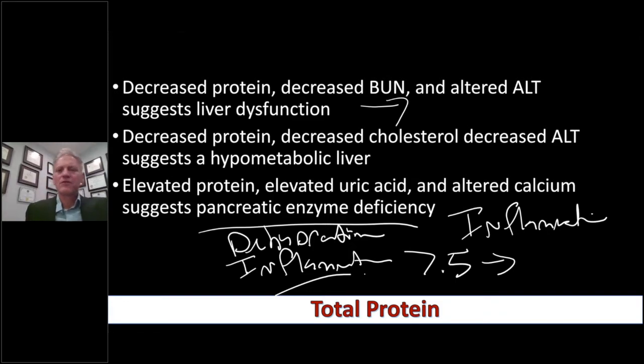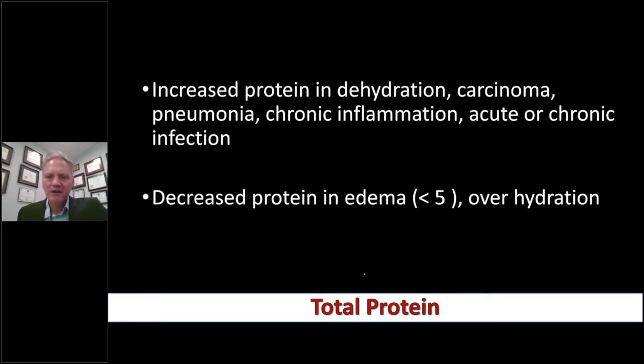Once you get a protein that's over 8, you got something really bad going on. It could be infection, but it could be worse. It could be some catabolic process, even cancer, and things like this. Okay, so increased protein: dehydration, carcinoma, pneumonia, chronic inflammation, acute or chronic infection. If you see that somebody has elevated protein, you have to figure out why. Here's patterns. Okay, so we're talking about increase.